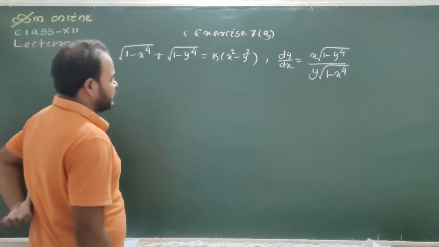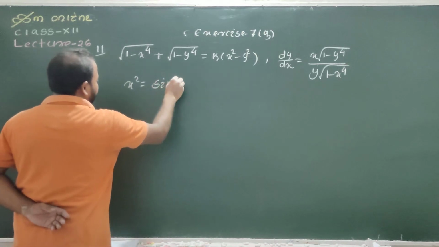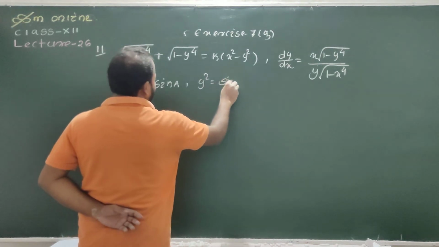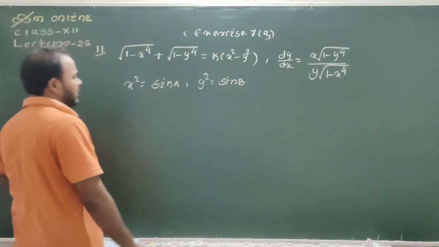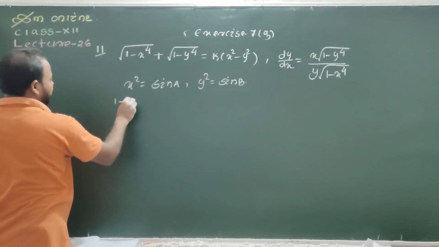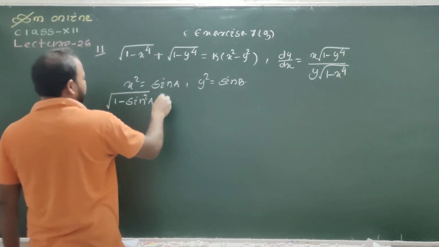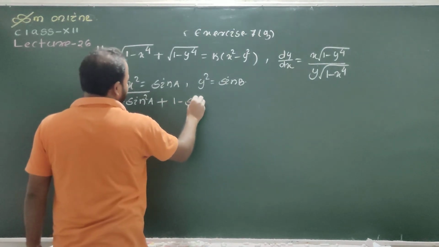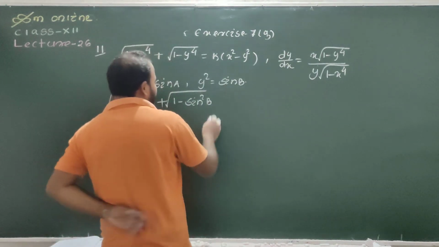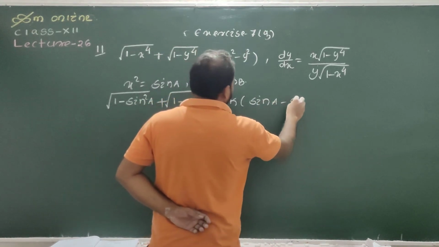Clear? Now take x square equal to sin a, and y square equal to sin b. It is the first step. Taking x square equal to sin a and y square equal to sin b. So here we get root over 1 minus sin square a plus root over 1 minus sin square b, and this is equal to k into sin a minus sin b.